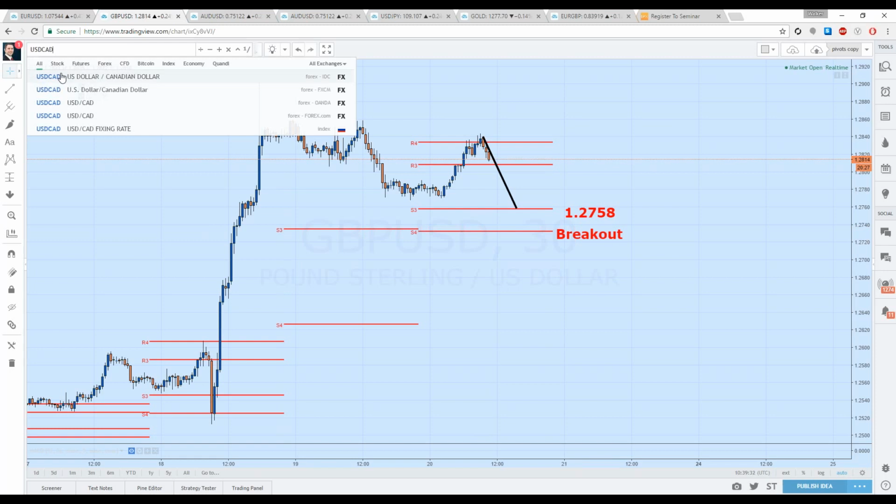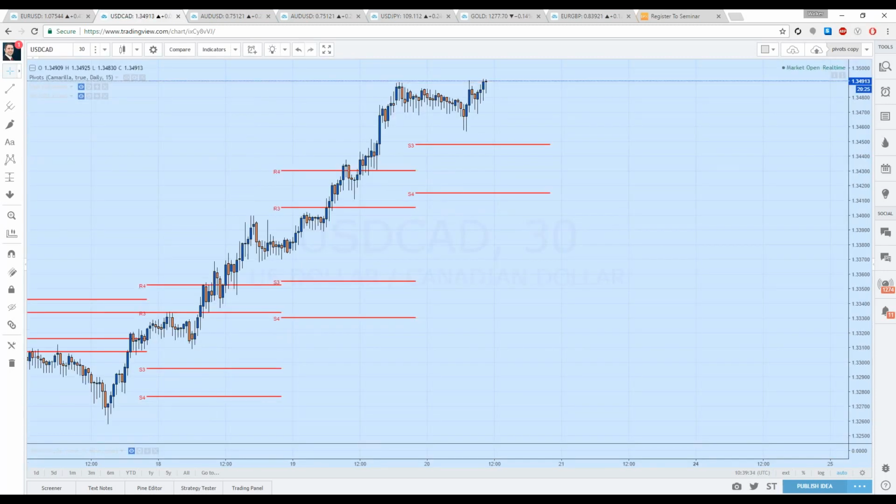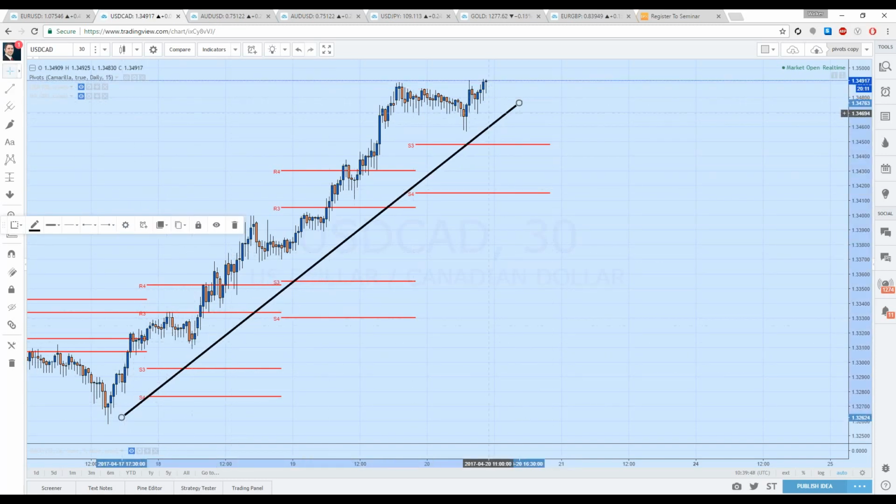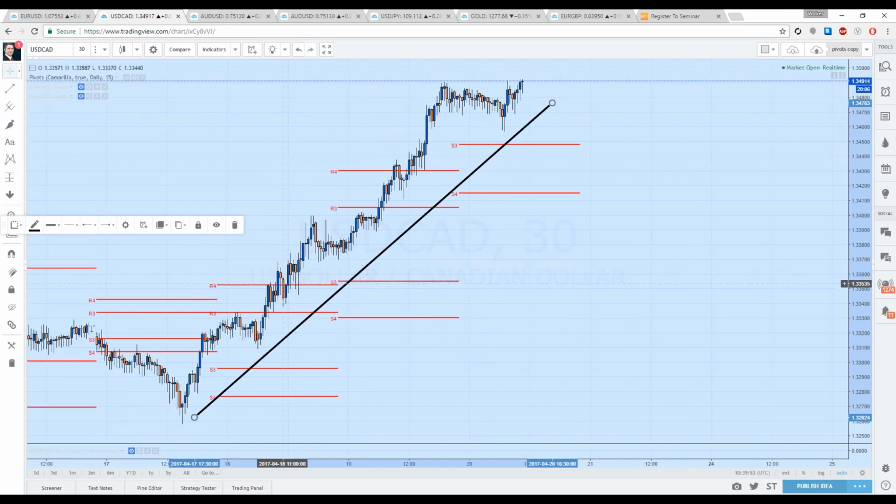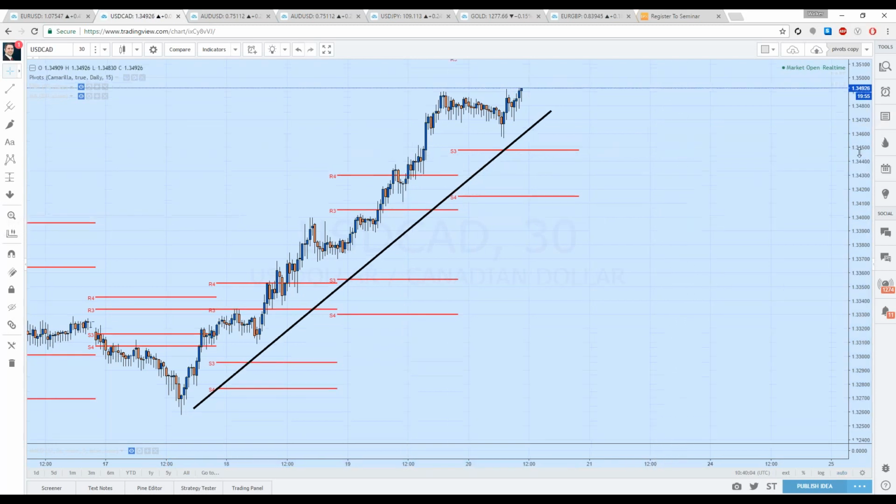What's nice about this, once you understand how to use pivots, you can analyze the market very quickly. Notice how the dollar CAD is trending higher. We have had 2 consecutive daily breakouts above the R4 pivot.